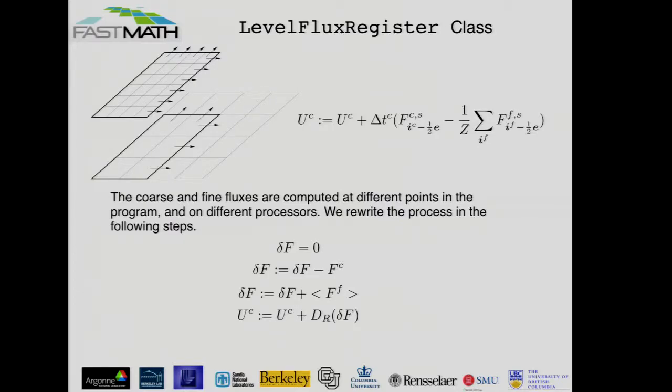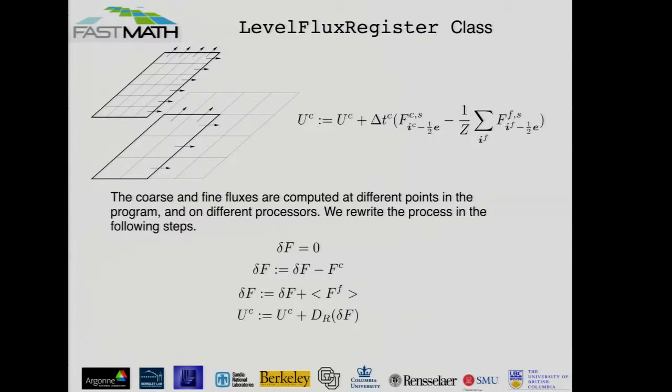So the way the update works, if you have a finite volume discretization, is you compute the fluxes at every cell, and then you add the fluxes taking into account the sign, and that gives you the new updated value. So what happens at the coarse level is that you simply compute the fluxes, you update your solution, and you're done.